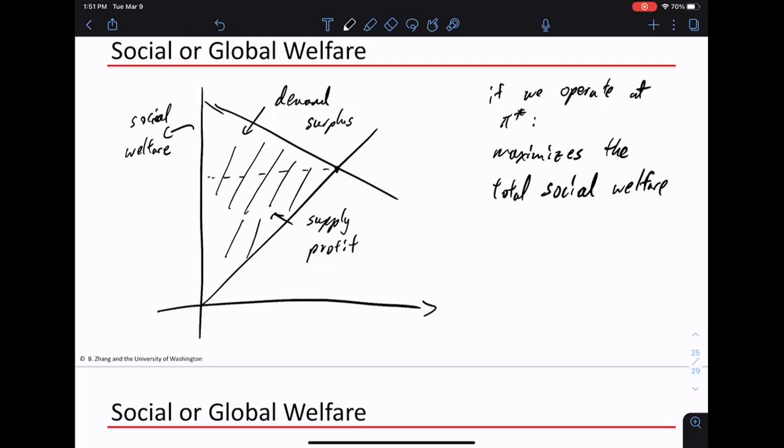We basically maximize this area. If we transact at any other price, for example, let's say we transact here or here, that actually does not maximize welfare. So the welfare is maximized precisely when we make all transactions happen at pi star. So this is the economic theory, and this is how price is determined in the system. This is how we determine price.